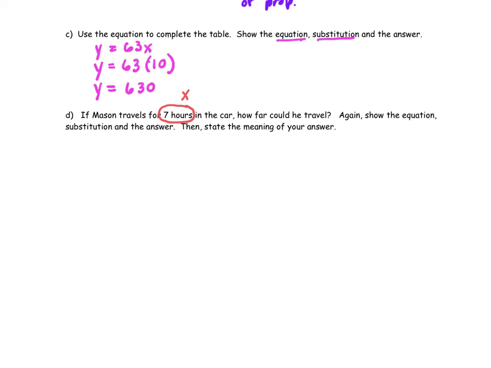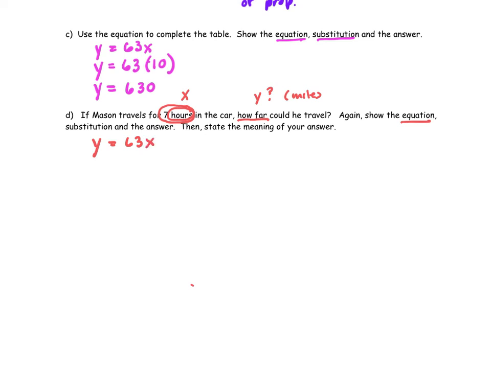It's not in the table, but we know that the first row is talking about the number of hours. They're asking us how far could he travel? So we're traveling in miles. So we don't know the y value. We don't know the number of miles, but we do know the hours. So they ask us to show the equation. It's the same equation that generated the table, and these two, hours and miles, are related to that. So this is our equation.